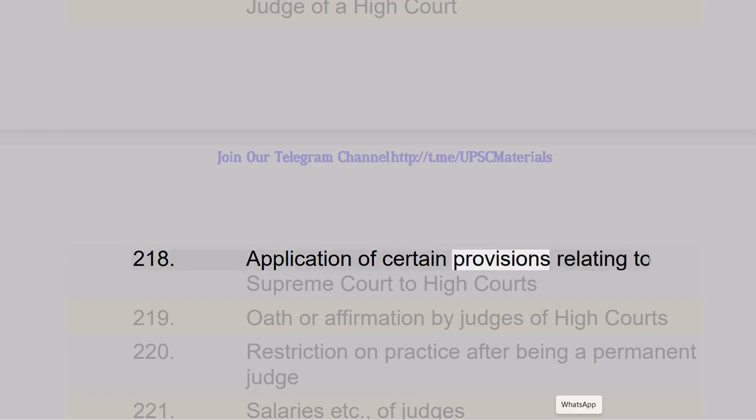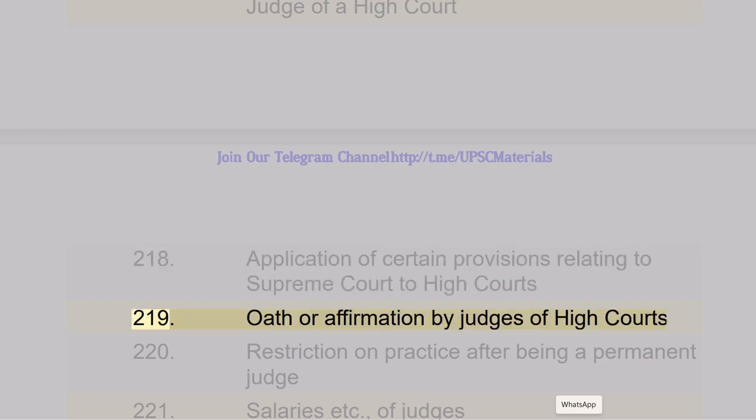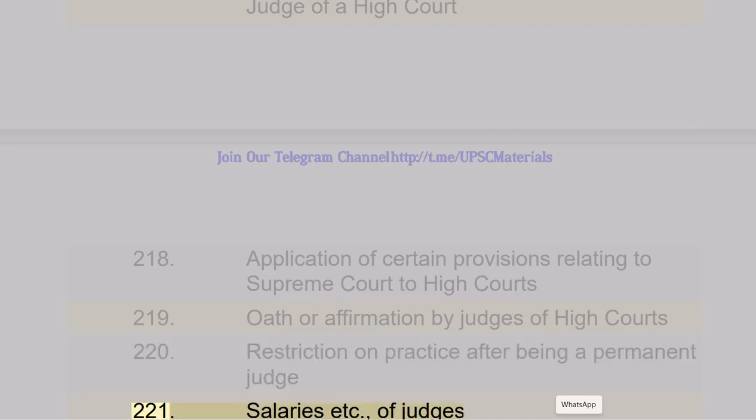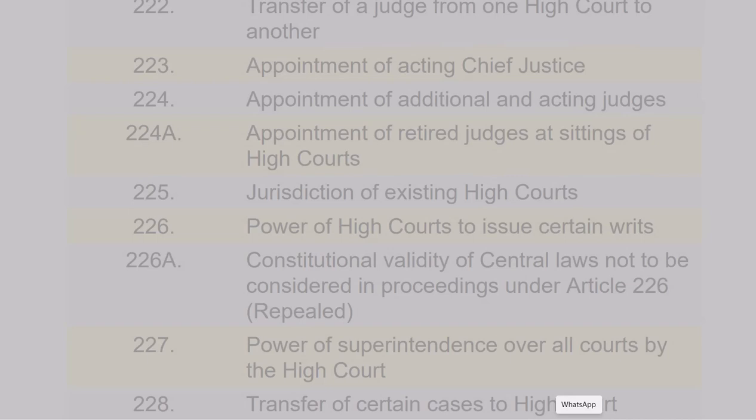218. Application of certain provisions relating to Supreme Court to High Courts. 219. Oath or affirmation by judges of High Courts. 220. Restriction on practice after being a permanent judge. 221. Salaries etc. of judges. 222. Transfer of a judge from one High Court to another. 223. Appointment of acting Chief Justice. 224. Appointment of additional and acting judges.